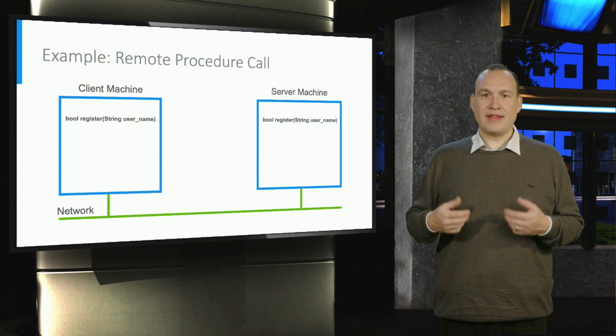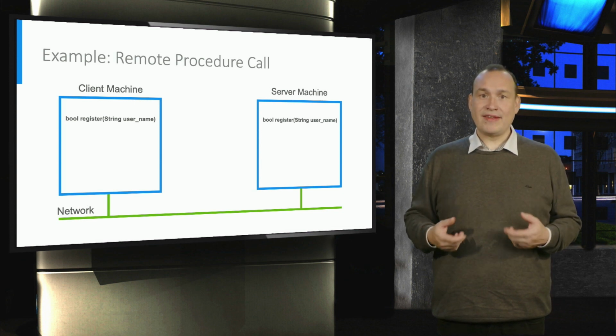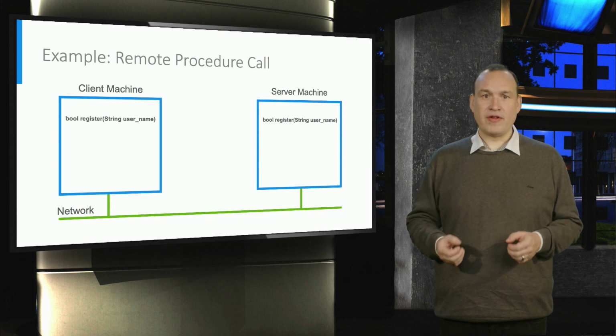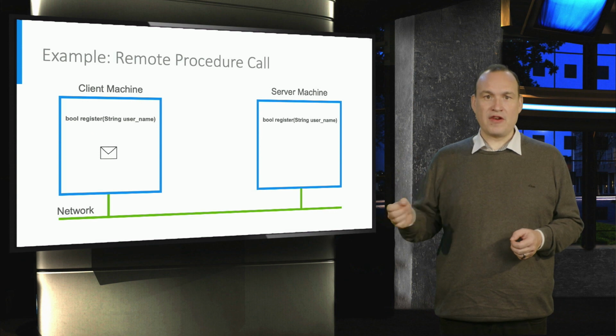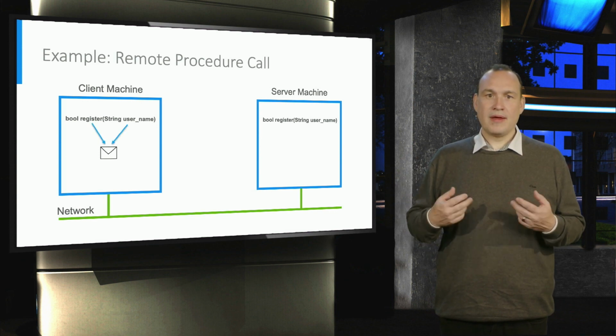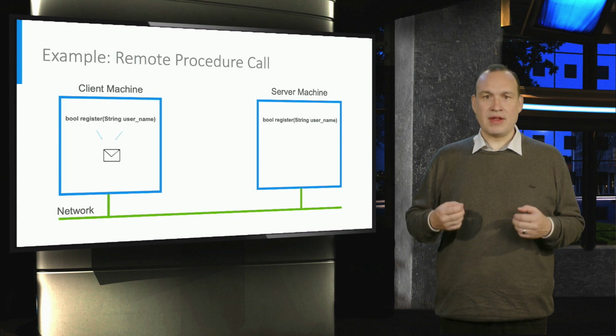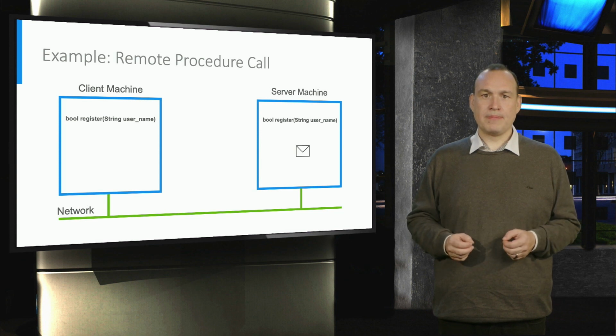The trick is that the client function call operates against a stub, which creates a message instead of calling the actual function. The message contains the function name as well as the argument values. This message is then sent through the network to the server machine which hosts the remote function.